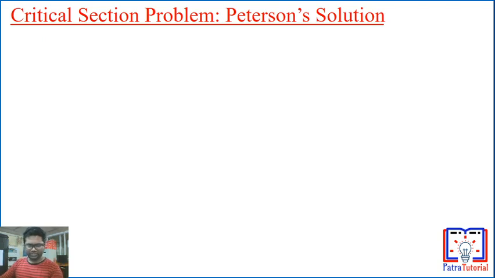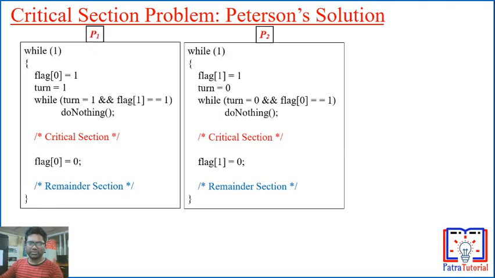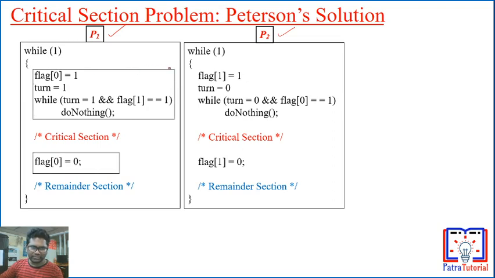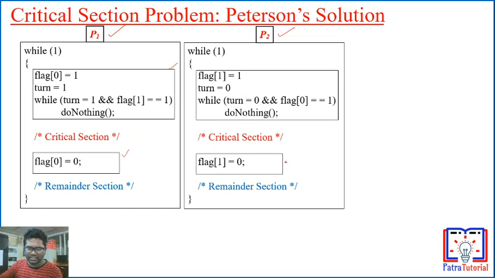Okay, so let's start. Suppose these are two different processes, P1 and P2. Both are the same process, the only thing is that a few lines of code are different. This part of the code is the entry section, and this is the exit section, and in between the critical section is there. And in this process, this is the entry section, and this part is the exit section, and in between the critical section is there.